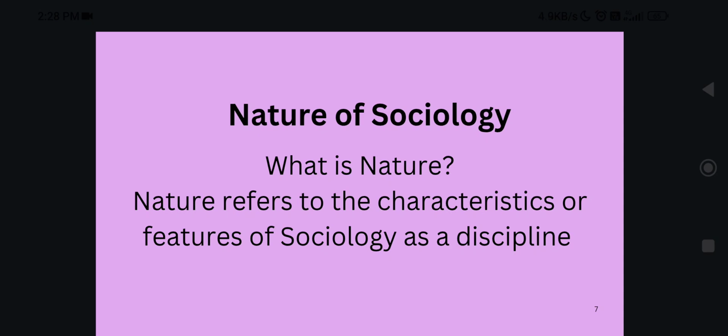Now let us discuss the nature of sociology. Nature refers to the basic characteristics or features of sociology. By understanding the nature of sociology, we can understand what type of discipline it is and how it differs from other subjects. The next few slides explain the major characteristics of sociology.